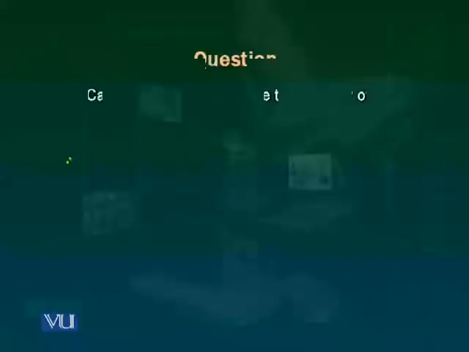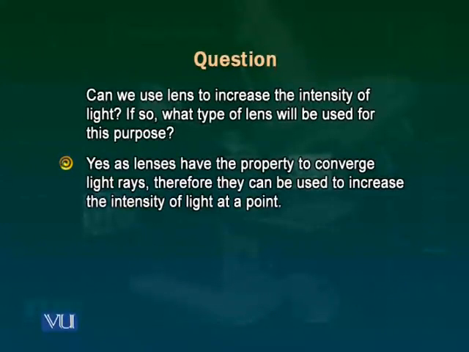A converging lens is used, and a converging lens will increase the intensity of light. Yes, the answer to this question is that we can increase the intensity of light.